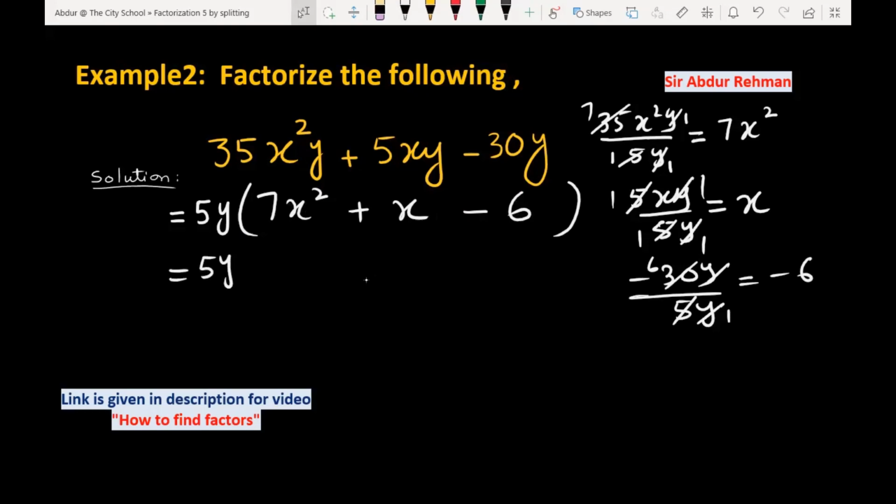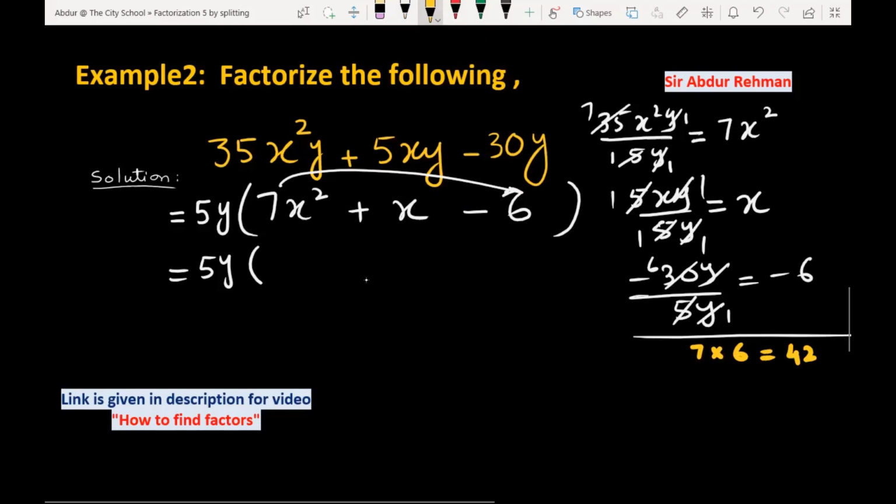The first step is you have to multiply the coefficient of x square with the last term. The last term is 6 here, so I'm going to multiply 7 by 6, which is 42. Find out the factors of 42. How to find factors: the link is given in the description for a video on how to find factors.